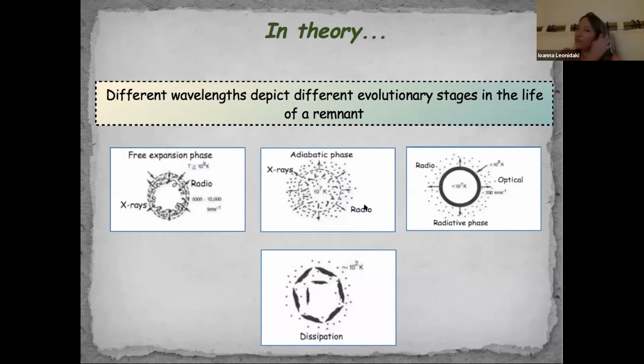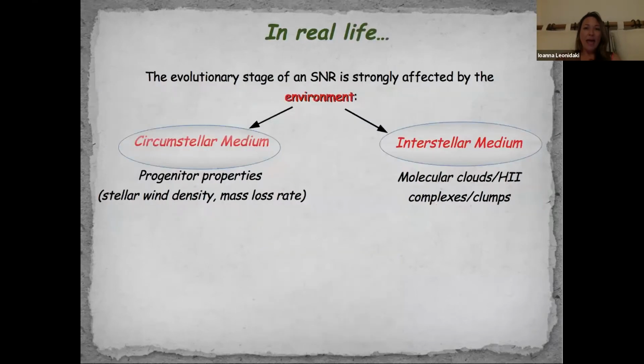Okay, so different wavelengths depict different evolutionary stages in the life of remnants. And based on this model, we always talk about a uniform medium. But in real life, things are more complex, meaning that the environment that the SNR evolves in plays a crucial role, and sometimes it holds back the evolutionary phases of an SNR. And when we talk about the environment, we talk about either the circumstellar or the interstellar medium.